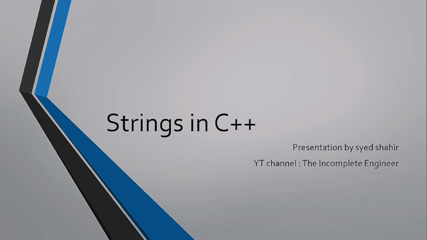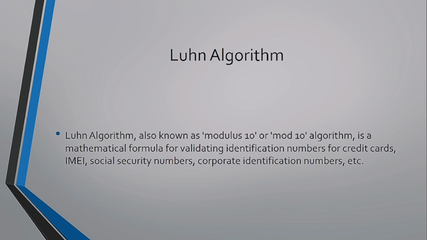Now in this video, we are going to create a really interesting project called the Mod10 project, or Luhn algorithm. Basically, this algorithm is used for validation of some number. So let's have a look at the definition. The Luhn algorithm, also known as the modulus 10 or mod 10 algorithm, is a mathematical formula for validating identification numbers for credit cards, IMEI, social security numbers, corporate identification numbers, etc.